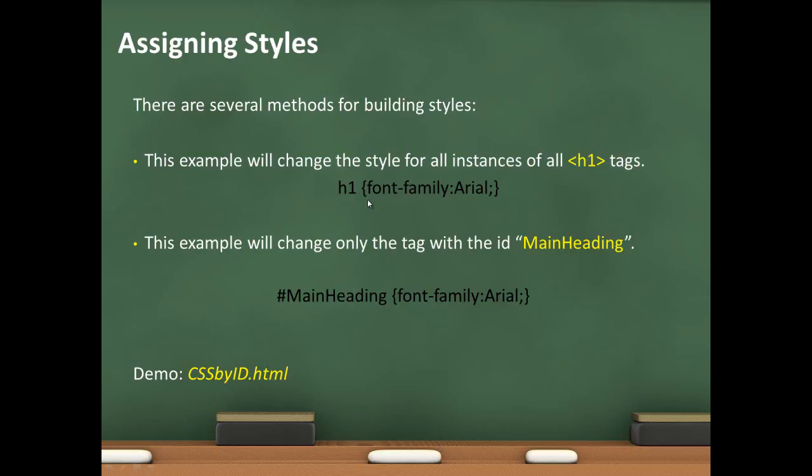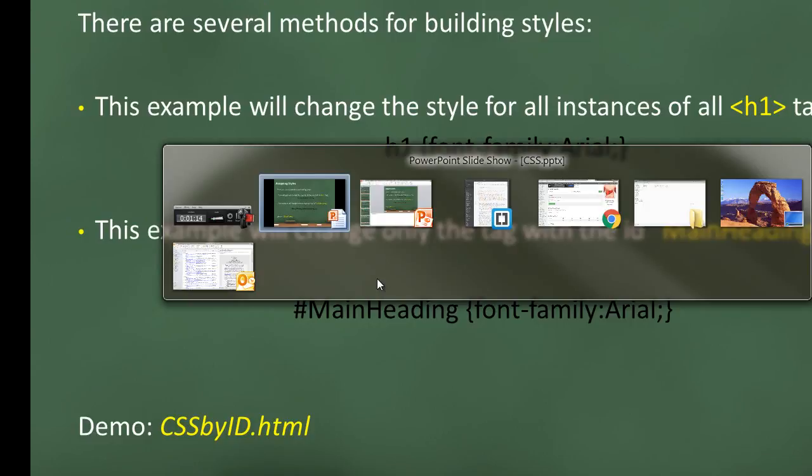If that's the case, and we'll take a look at how that's implemented, you would then use a pound sign in front of it. And there's only going to be one tag that this applies to. You can only have one tag with a name main heading on it. But this tag right here says any tag that has the main heading ID, make that into an Arial font. Let's take a look at this example, CSS by ID.